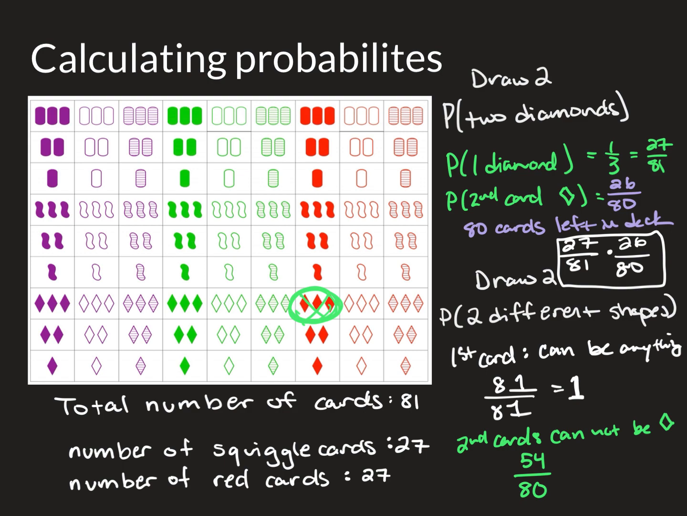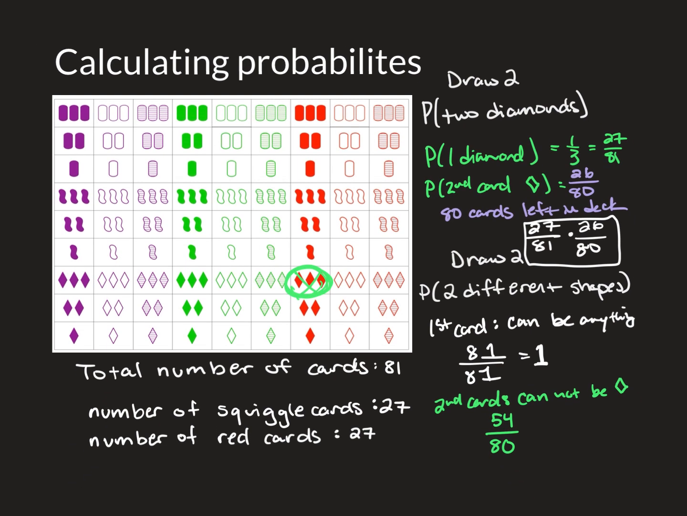And so in finishing here, we're just going to take these 2 probabilities, this 1 and this 54 out of 80. So I don't care what the first card is. The second card just has to be different than what the first card is. This right here would be your probability for the second one.